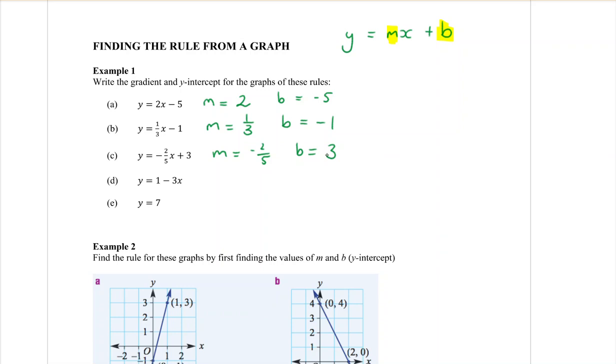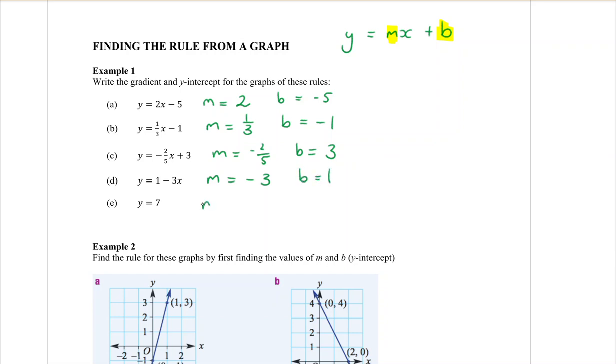Let's do the next one. D, y equals 1 minus 3x. Be careful, I've tried to be a little bit sneaky here. Who wants to have a try? What is m? Cash? Minus 2. Very good, because I've switched the order and I put the x as the second term. Ethan, what's b? 1. Very good.